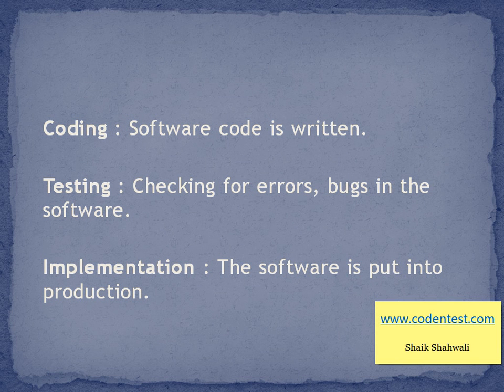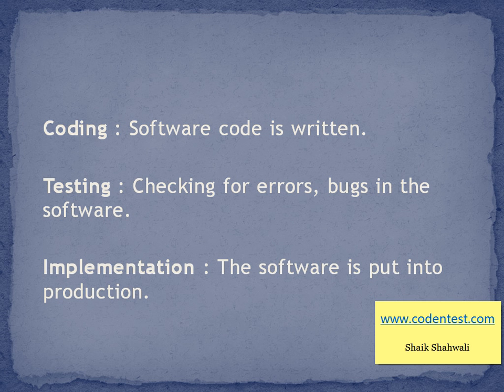Testing. In this phase, software is tested for bugs. Different types of testing is done to check if software will perform as expected in real time or not. When I mean different types of testing, I mean functional testing, non-functional testing, system testing. All types of testing is done to check if software will perform as expected in real time or not.